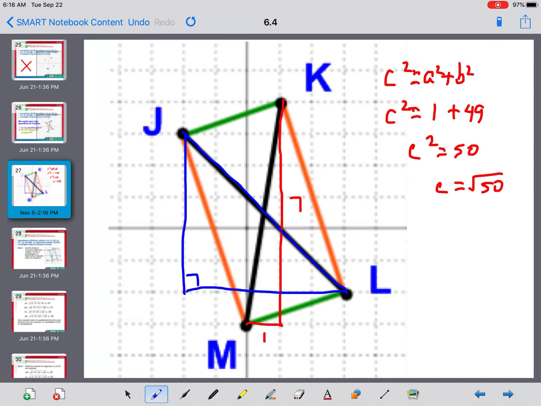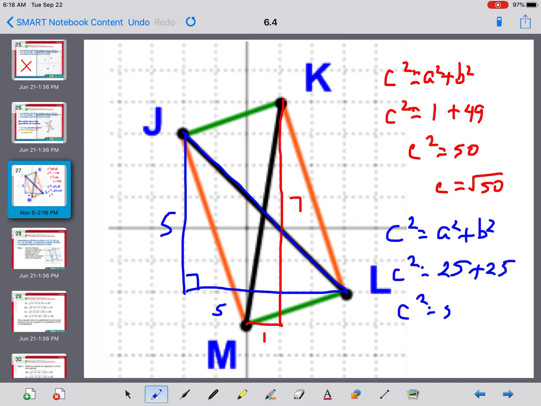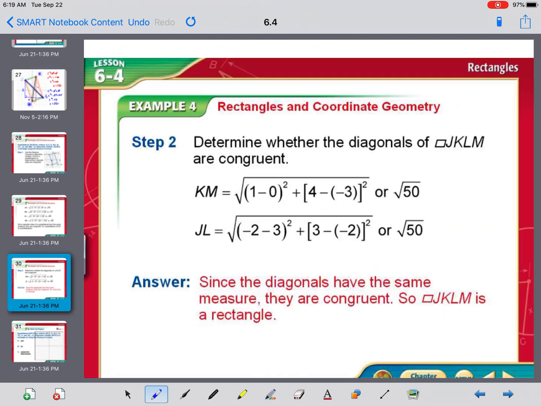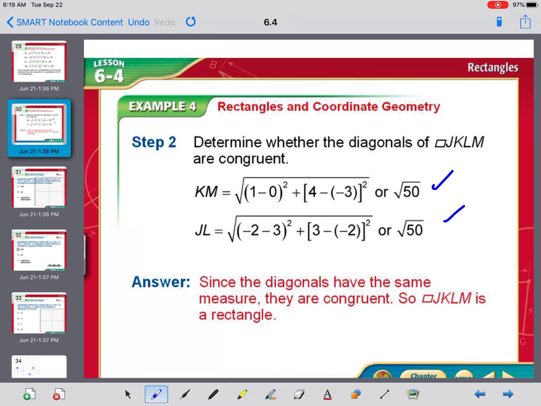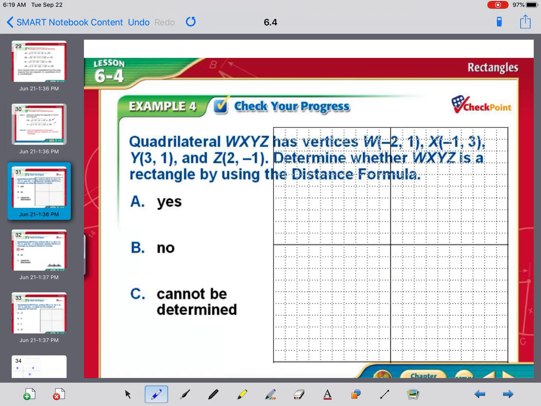So I had this one, and I had this right triangle drawn with legs that were 5 and 5. So when I do the Pythagorean theorem on that, one leg is 5, so this is 25. The other leg is 5, so 5 squared is 25. So c squared is equal to 50, and c is equal to the square root of 50. So the two diagonals are the square root of 50 in length, therefore they are congruent. That's what they got as well. They did use the distance formula, but they still got the same answer.